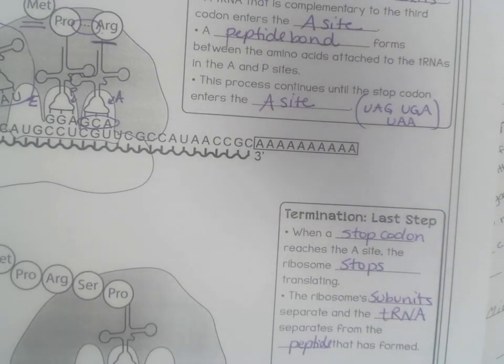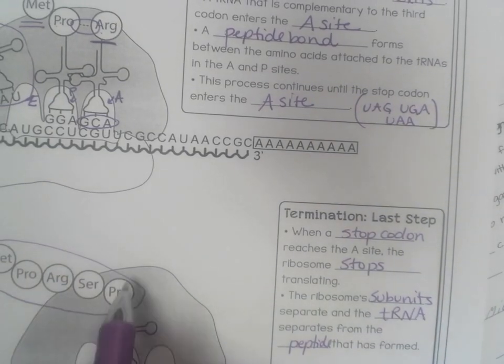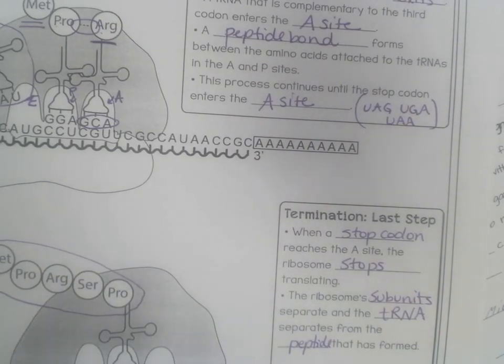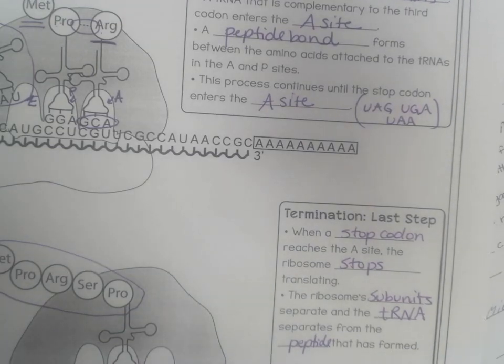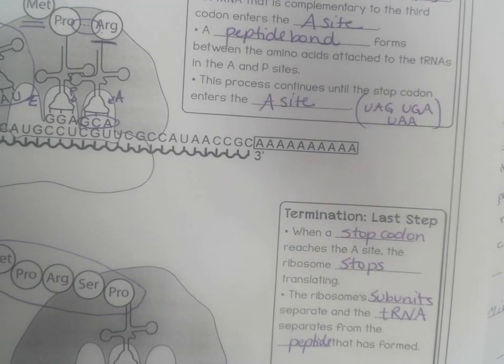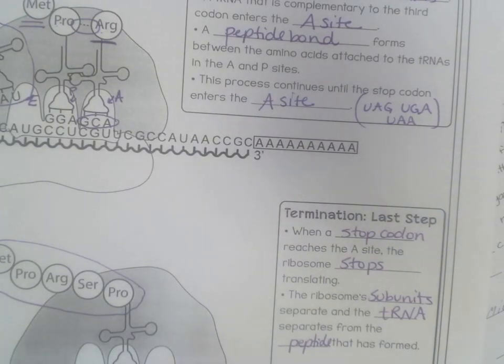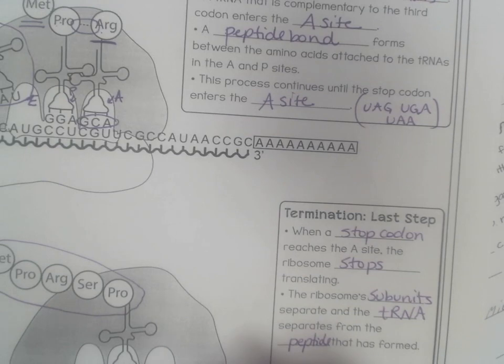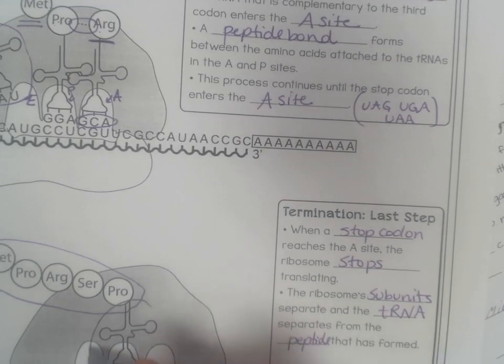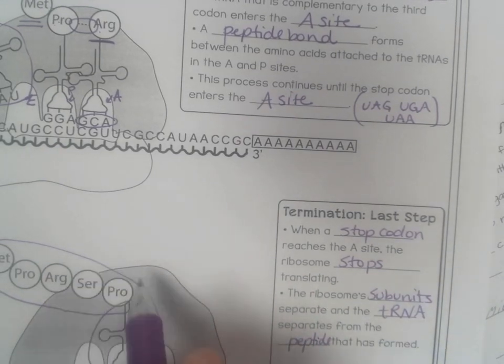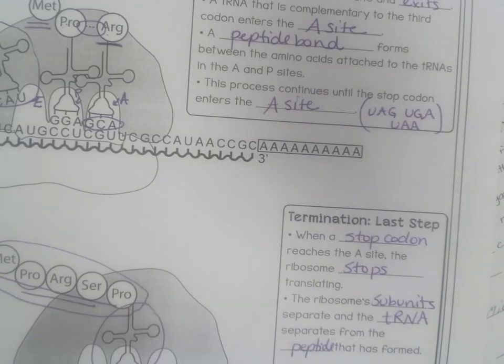Remember, a peptide is named for a protein. So now we have these amino acids all hooked together. We get to, notice here, here's the UAA. This is our stop codon. It doesn't code for an amino acid. It just tells the ribosome to stop. And at that point, this tRNA breaks off, and now we have this peptide here.